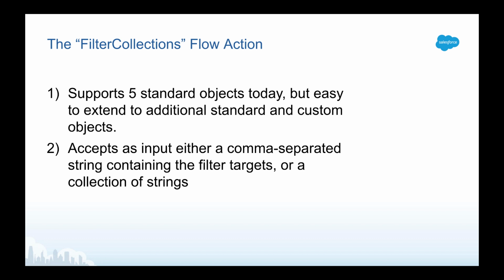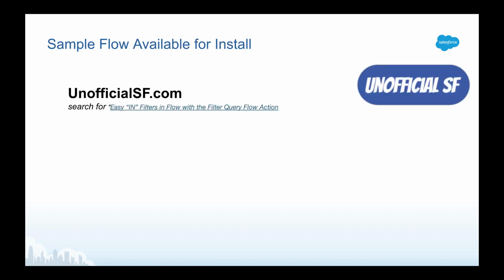And you can give it as an input either a comma-separated string that you just type into the flow builder that contains the filter targets, or a collection of strings, and that works very well with things like the new dual list box flow screen component. What you're about to see is available for installation at unofficialsf.com as a community action.